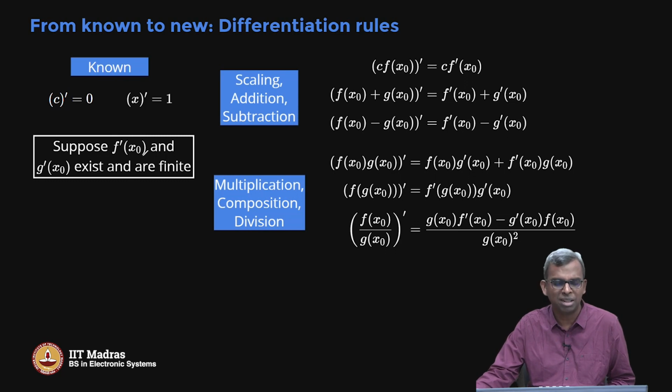Maybe it doesn't even need to exist at x naught, right? It needs to exist at g of x naught. So this one has a slightly different condition. I have not put it out here, but this is needed. So then you have f prime of g of x naught times g prime of x naught.